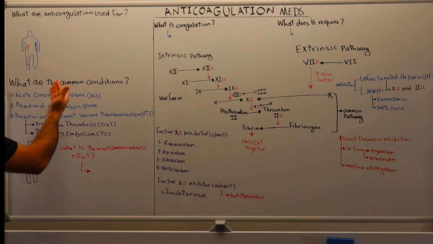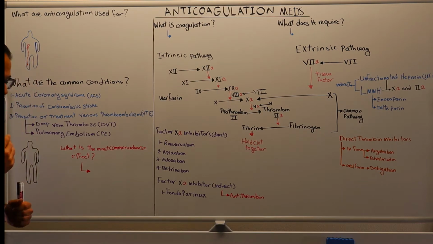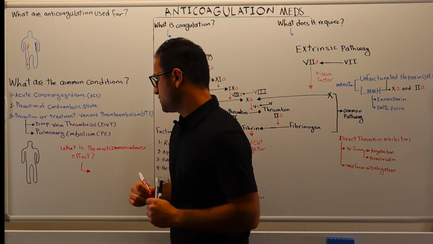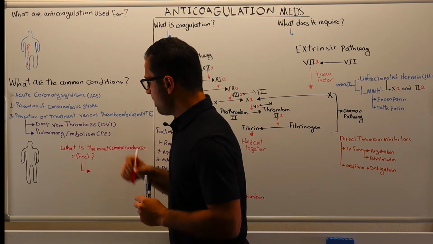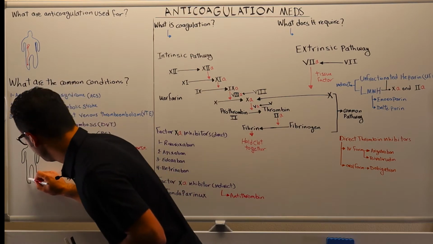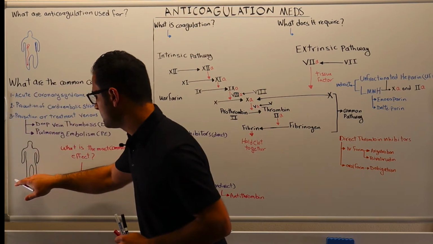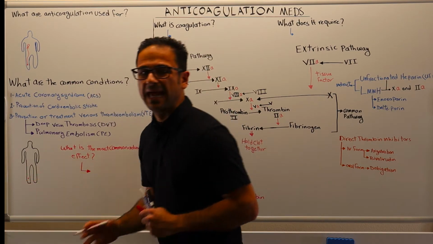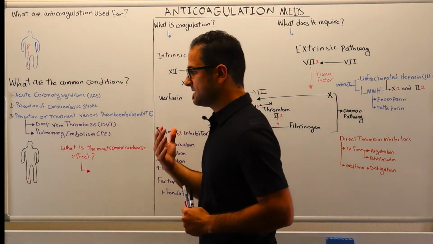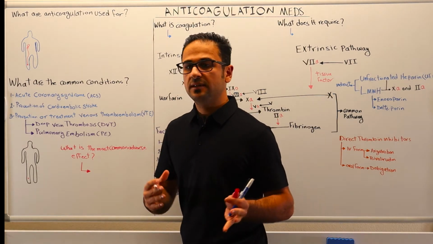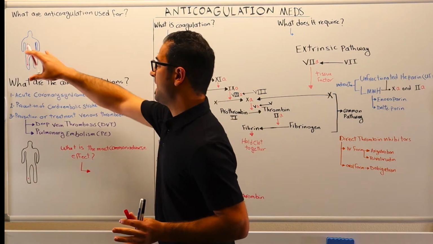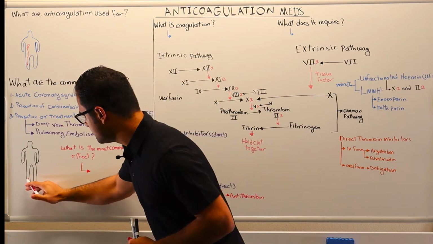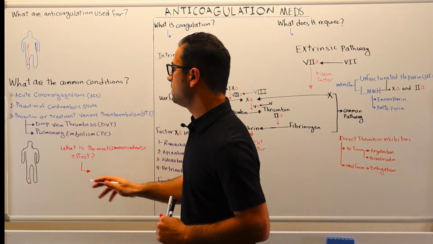So what are the common conditions these anticoagulation medications are used for? There are a couple of different conditions. Let's start with the first one. If we have an existing clot in the leg, this anticoagulation medication will keep this clot small and not become a larger one, as a larger clot can travel to the other parts of the body, just like I mentioned, and cause other issues. In this case, if the clot is here in the leg, this condition is called Deep Vein Thrombosis, or DVT.